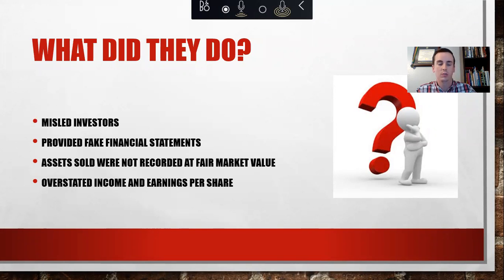So what did they do? What did they mess up on? They were misleading investors by providing fake financial statements. And as I have here, assets sold were not recorded at a fair market value. And basically, I'll go on to say this later too, but they were selling old trucks at prices that were not fair market value. And obviously, we know that is not right. And this overstated their income and their earnings per share.